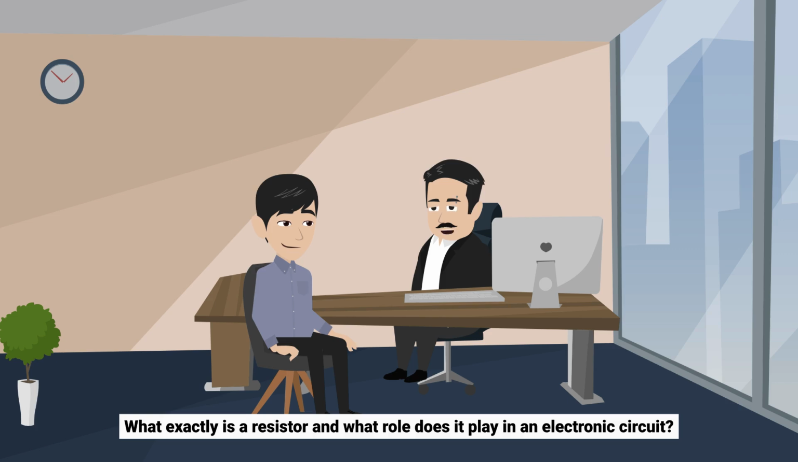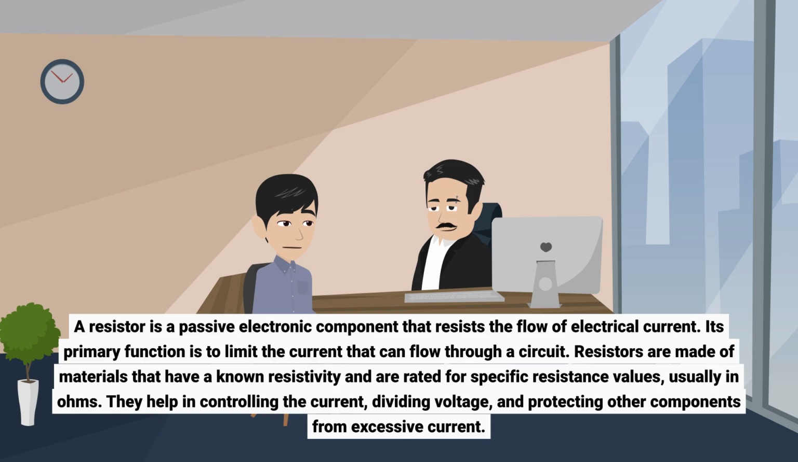What exactly is a resistor and what role does it play in an electronic circuit? A resistor is a passive electronic component that resists the flow of electrical current. Its primary function is to limit the current that can flow through a circuit. Resistors are made of materials that have a known resistivity and are rated for specific resistance values, usually in ohms. They help in controlling the current, dividing voltage, and protecting other components from excessive current.